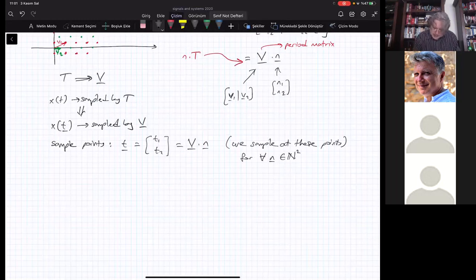Now the special case happens when V1 vector is orthogonal to V2 vector, and we call this an orthogonal sampling.